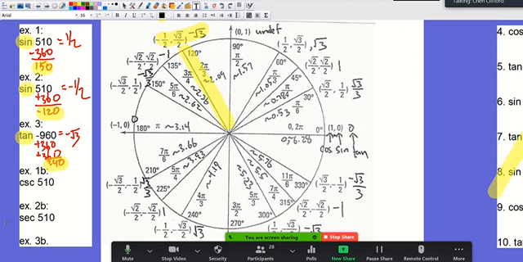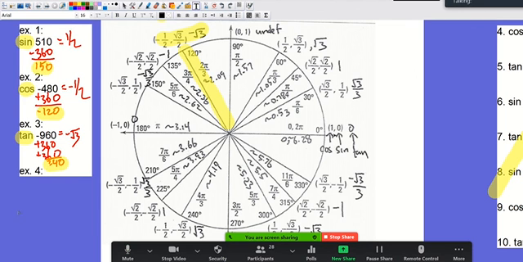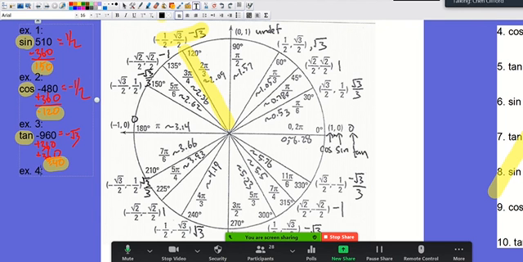I messed up somewhere. Example 1b, sorry. They said cosecant of 510. And example 2b, they said secant of negative 480. Example 3b, they said cotangent of negative 960.